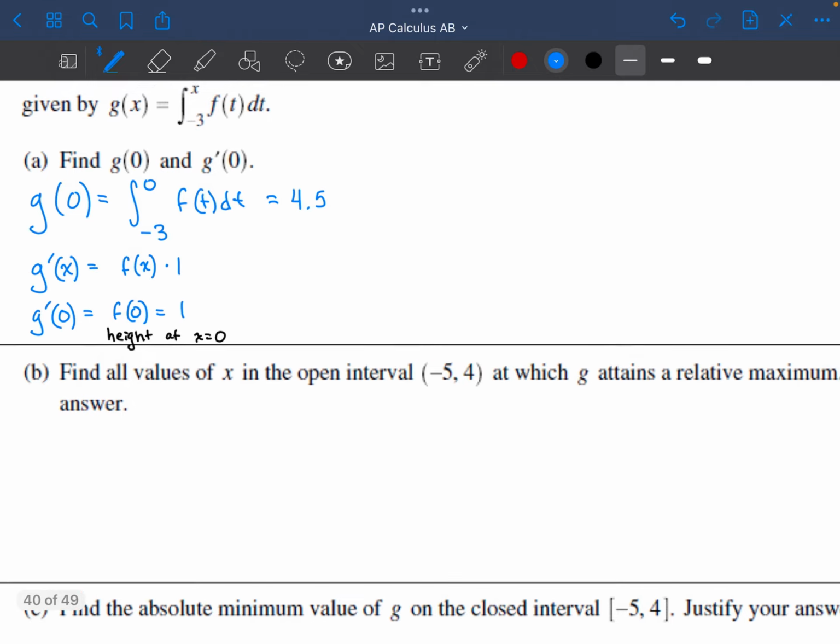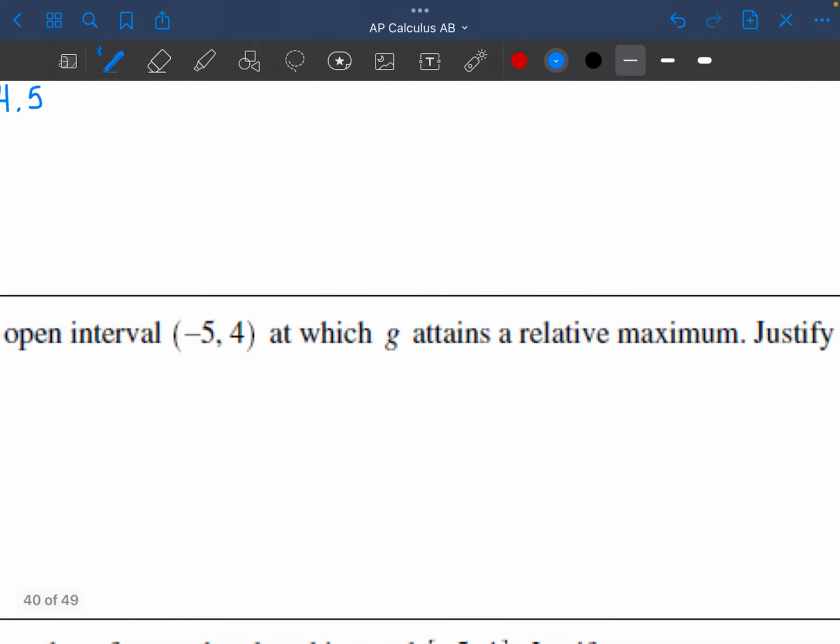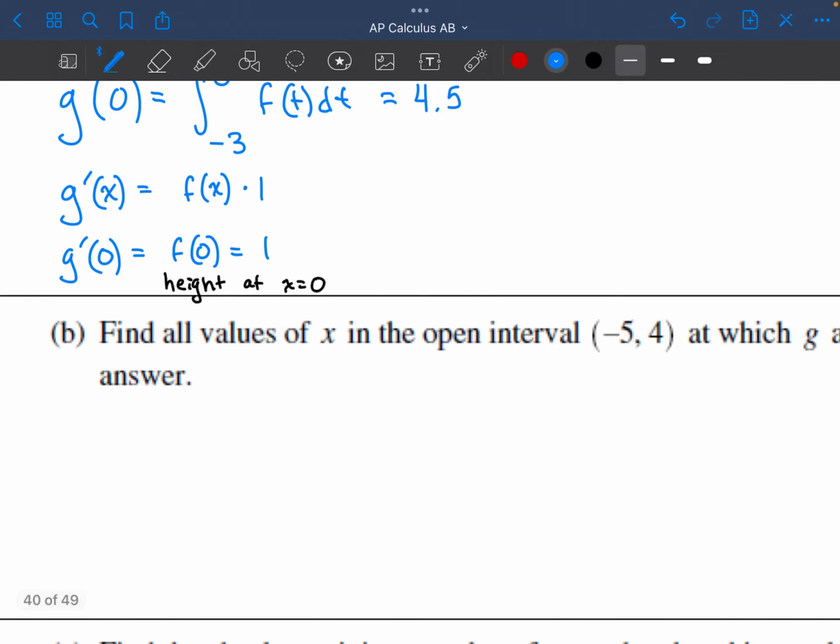Find all values in between -5 and 4, which I think are the bounds of the graph, right? Yep, -5 and 4 are the bounds at which g, oh, not f, but g, attains a relative maximum. All right, so we need the definition of g relative maximum, not f relative maximum. Do you know your speed sheet definition for this one? Well, a g relative maximum is where g prime goes from a positive to a negative. And you'll notice that we have a g prime in our definition, so I do want to make this arrow look a little bit cleaner.